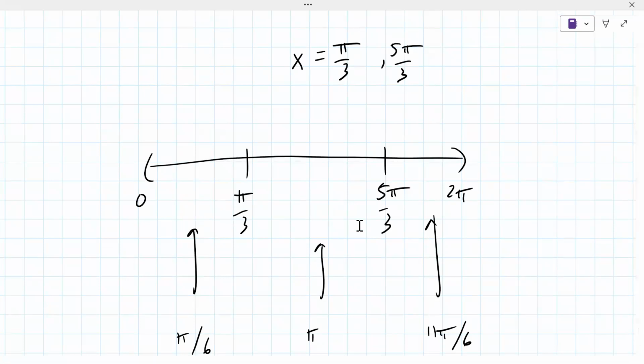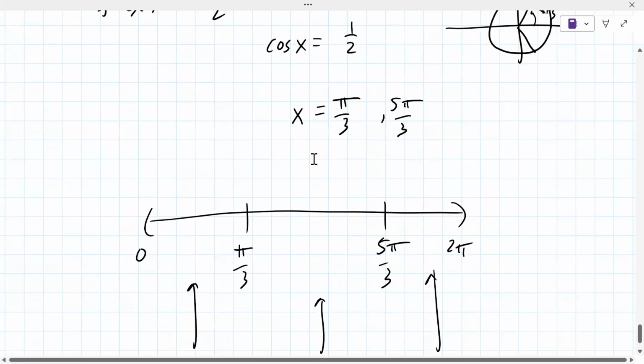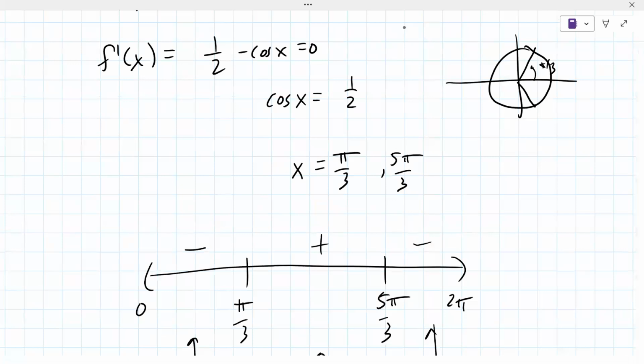What did this other student do? I guess they did make a sign chart. Looks really cluttered though. So in this first interval, the way to do it here is that cosine is actually much bigger than 1/2 leading up to pi over 3. So when you take 1/2 minus a number bigger than 1/2, this one ends up being negative, positive, and negative. And then you can get your relative mins and maxes just by plugging those in.